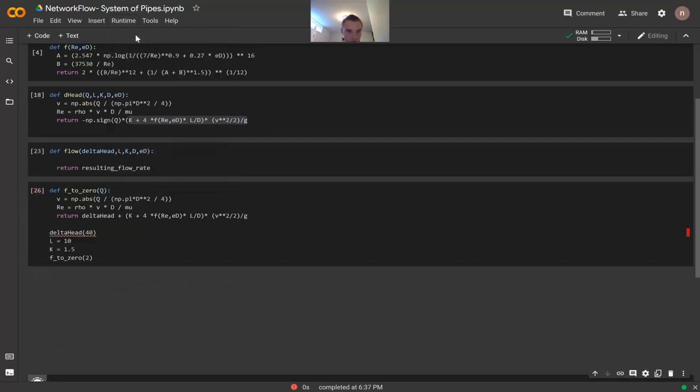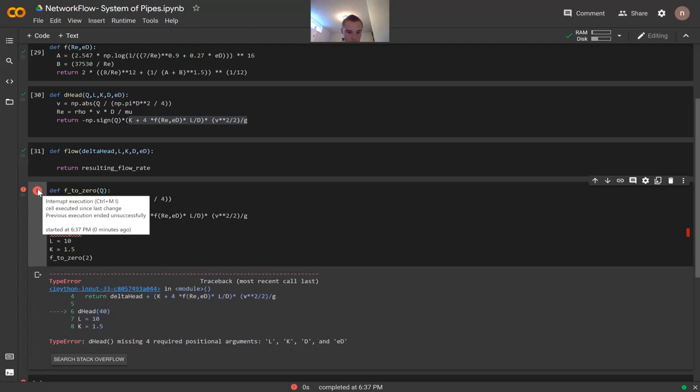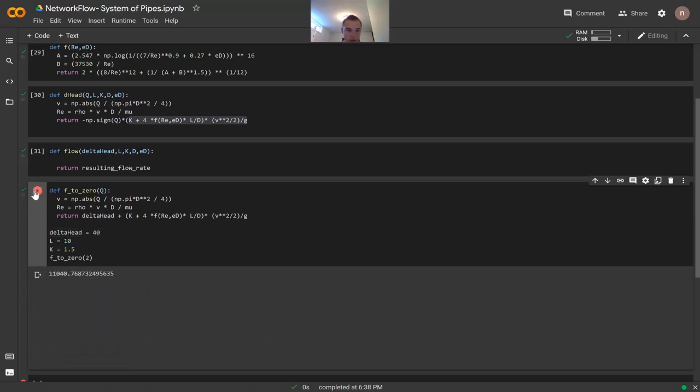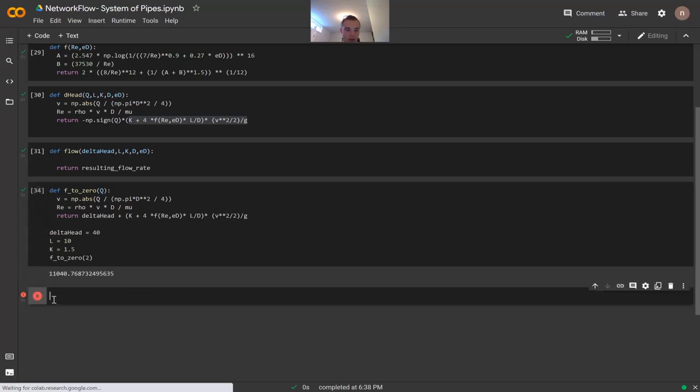Let me go ahead and run all real quick. I think this should just be delta head. Okay, actually what we need to do is delta head was set equal to 40. That's what we need to do. So that will basically give us the resulting flow for our function that's going to calculate, just to make sure that works.